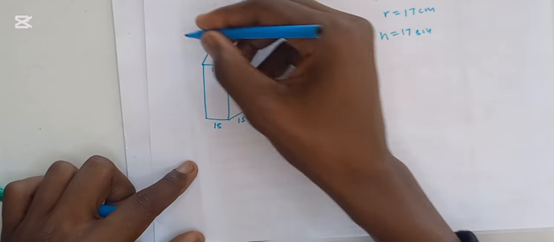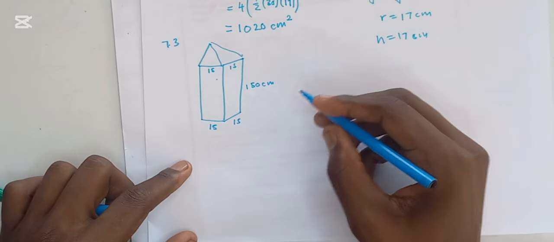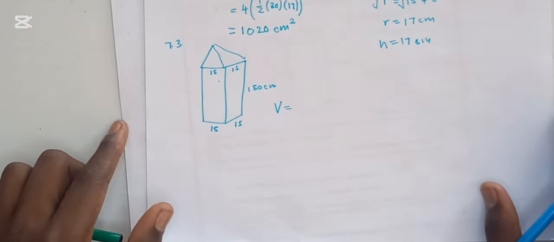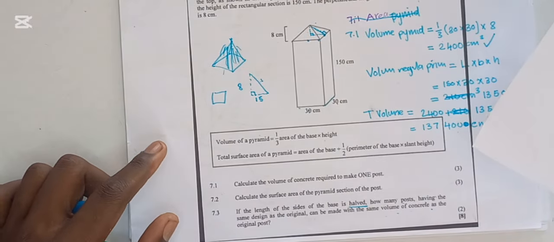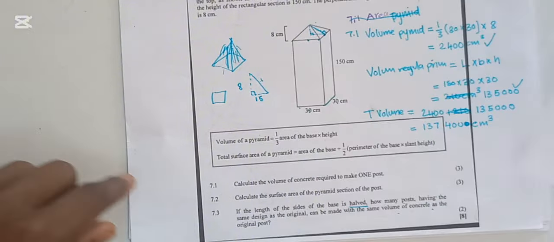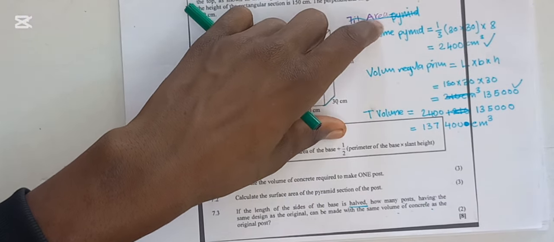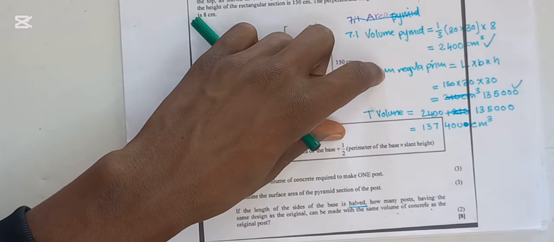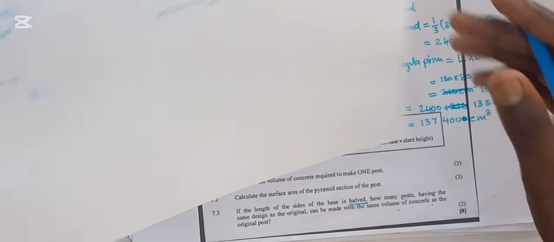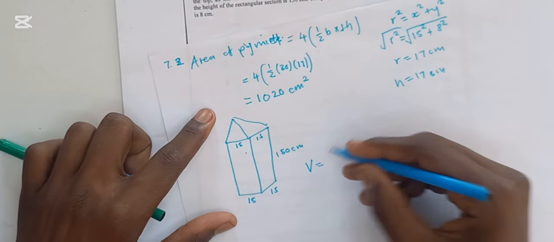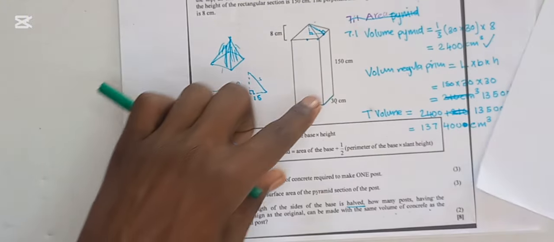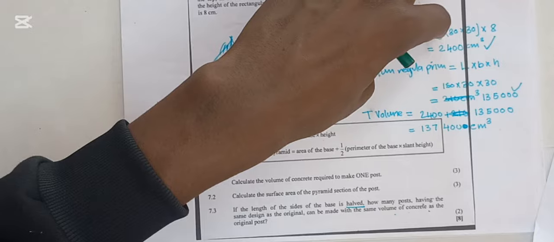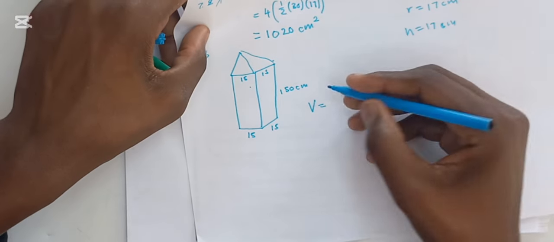If you want to find the volume of this one, this is 7.3, right? We're going to do what we have done here: find the volume of the pyramid and add it to the volume of the prism. So now we're going to do it together because we are running out of time. What is the volume of the top part? The volume of the top part is half base multiplied by length, and so on.